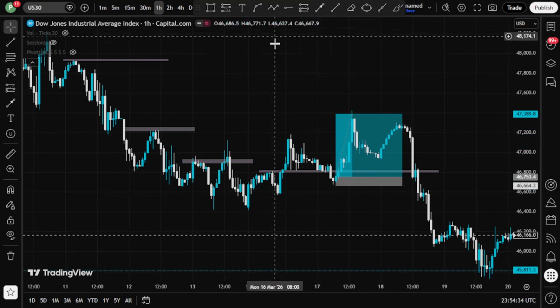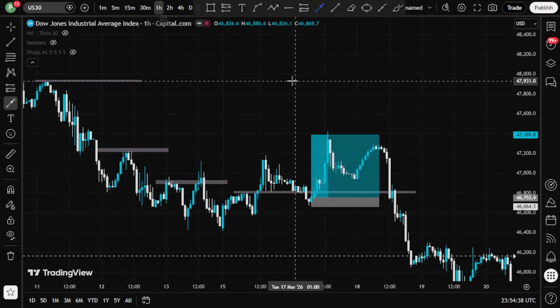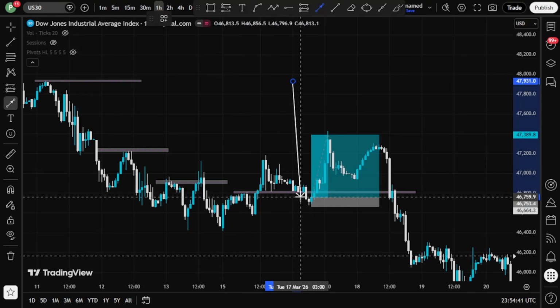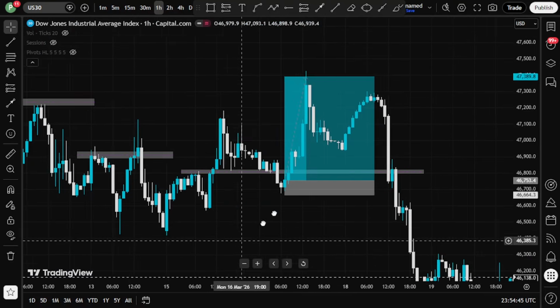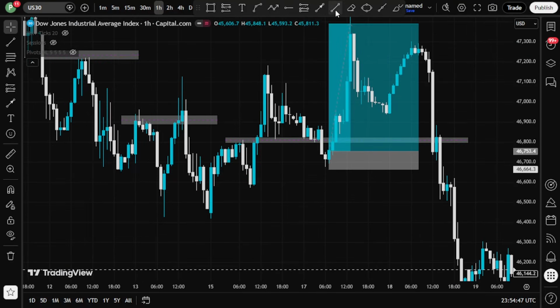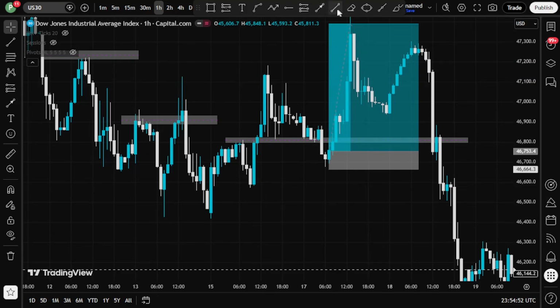Now because of previous movements from US 30, I just decided to wait for price to move up and then correct here, and that is what I did, and that is how I took this trade. So you can see that right from here price gave us an indication. Right from here price gave us this indication right here.